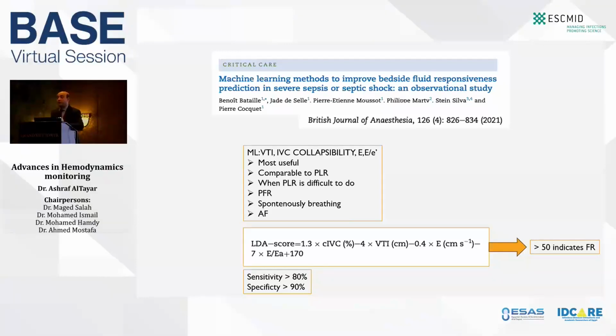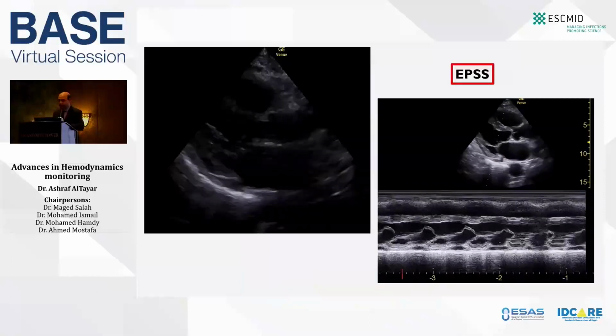When the VTI, the E level, and E to A prime were all combined together, they created a score. The machine will tell you the score of the IVC collapsibility plus the score of the VTI times a certain number plus the E, which is an indicator of the filling of the left ventricle. If it is more than 50, you have fluid responsiveness because of these parameters. So it can give you a lot of things.